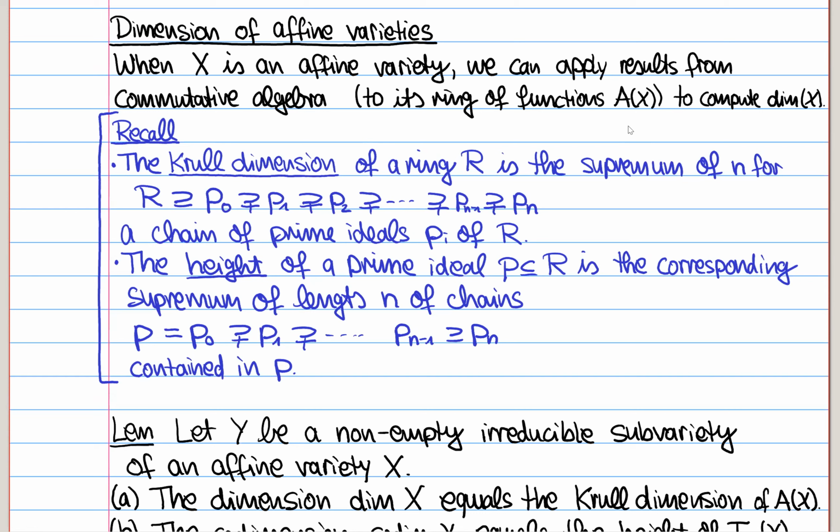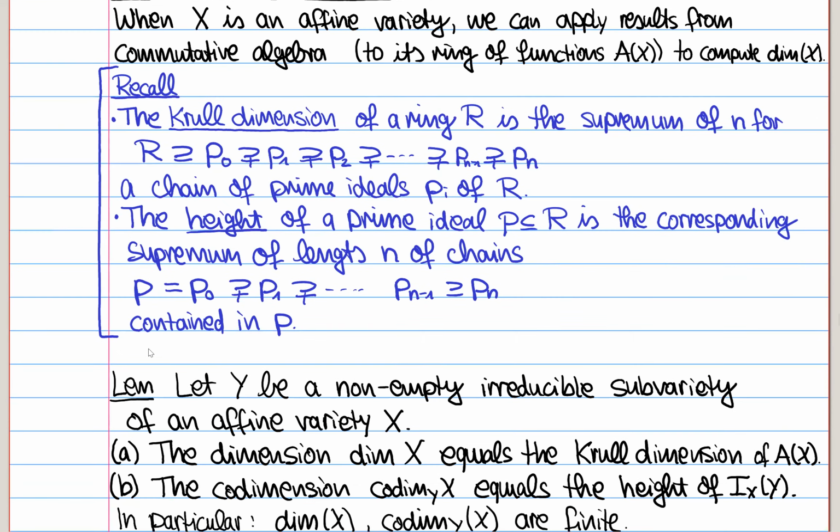For applying this, we want to recall some definitions from commutative algebra, which say that given a ring R, the Krull dimension of R is the supremum of all numbers n such that inside R we find a chain of prime ideals P0, P1, P2, and so on, up to Pn, which are all strictly contained in each other in this way. And similarly, if you're given any prime ideal P, then the height, also called the codimension of P, is the corresponding supremum of lengths of chains, very similar to the thing above, except that they must end already in this prime ideal P. Okay, these were the definitions.